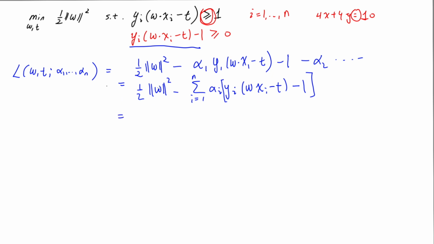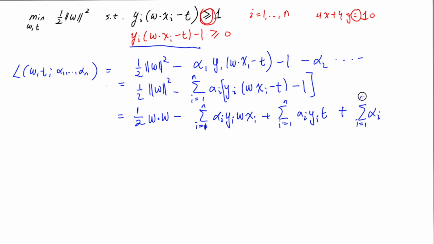Now let's just expand this out a little bit. First things first, this is going to be half W transpose W, or W dot W, minus, if we expand this sum out, the sum of alpha i, yi, W xi, plus the sum from 1 to n of alpha i, yi, T, and then plus the sum of the alpha i from 1 to n. I'm just expanding out these brackets carefully. Now we can rewrite this as, note that this W doesn't have an index i, so we can actually take it outside.